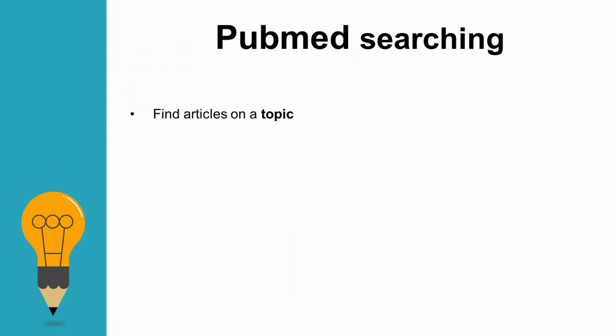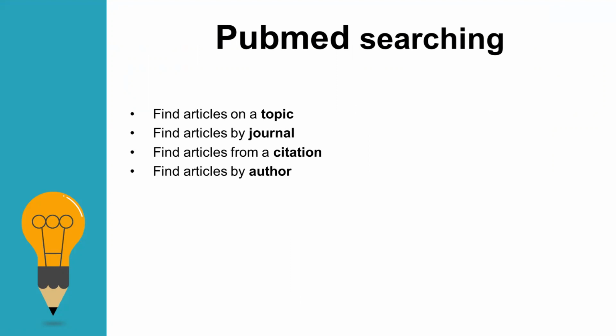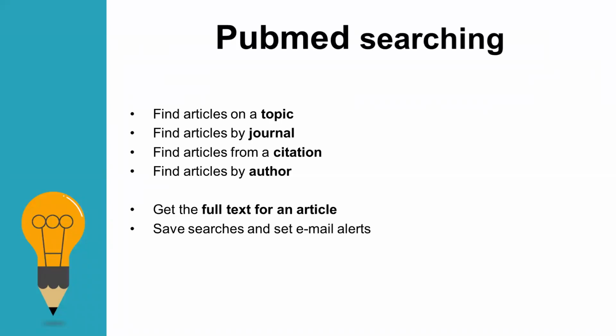It can be done based on a topic, by journal. Articles can be searched from a citation. You can find articles by author name, and there is even a facility to get the full text of an article. So these are the various useful features available on PubMed. It also has saved searches and email alerts, as I have stated for Google Scholar. So let's begin with PubMed biomedical literature search.